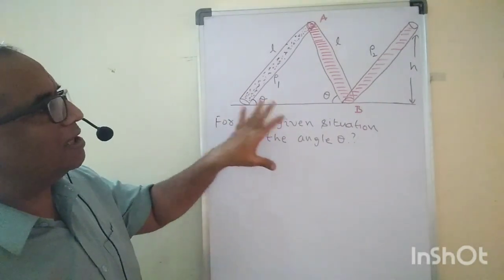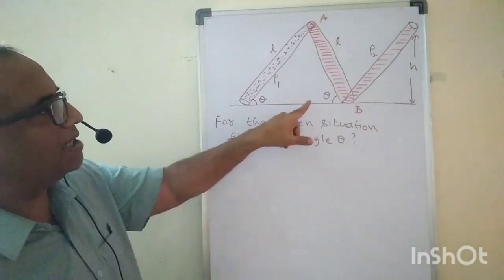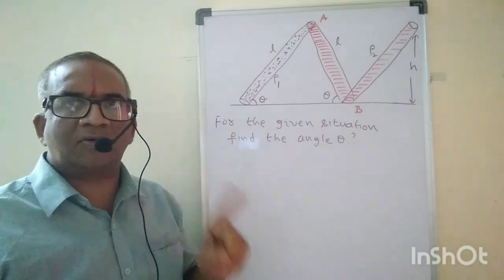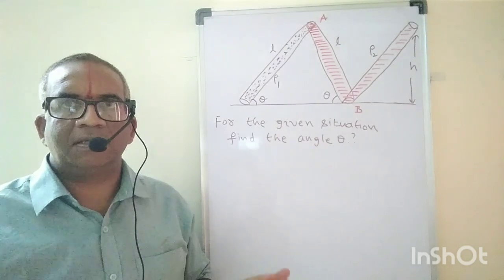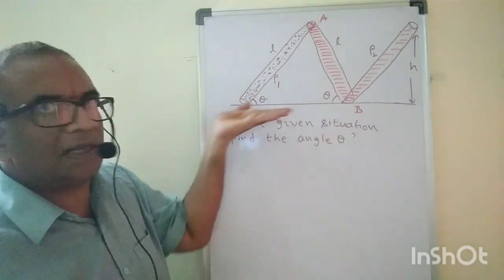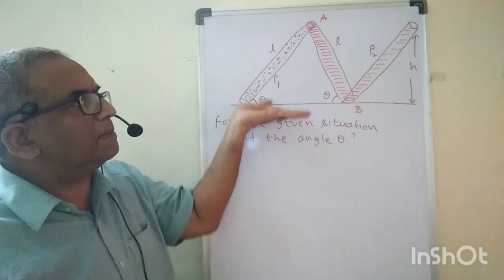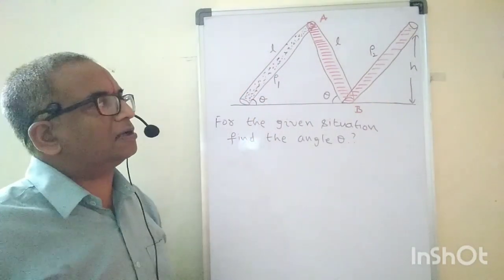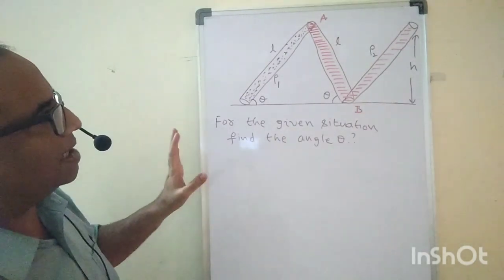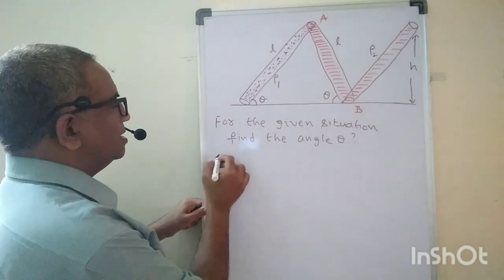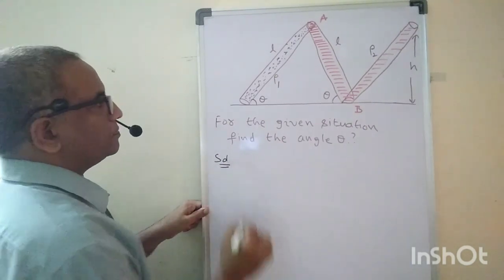In this problem, they are asking to find this angle theta, and there is only one clue. What is the clue? Pascal's law. According to Pascal's law, the same level always exerts the same pressure. That's the main thing we are going to use here also. Once you see this, you can write one thing directly here. Let me write the solution step by step.